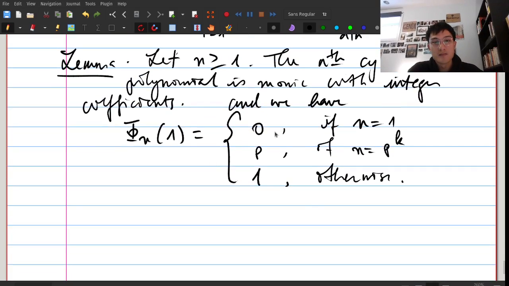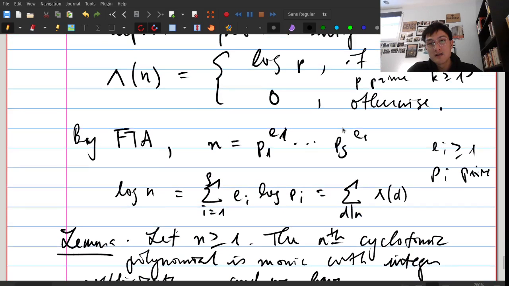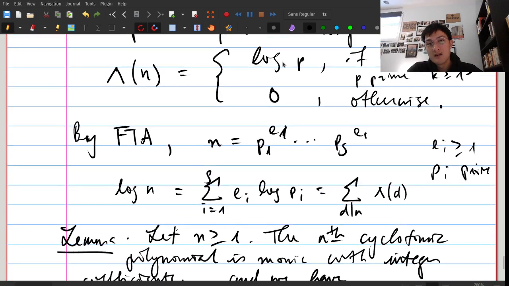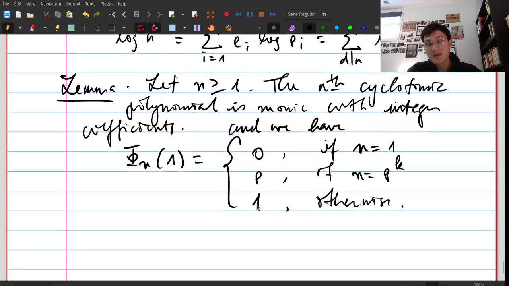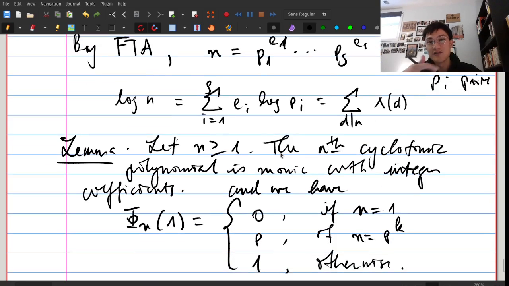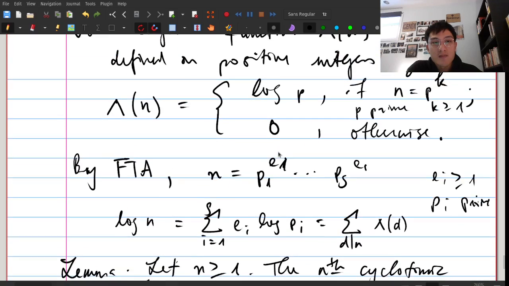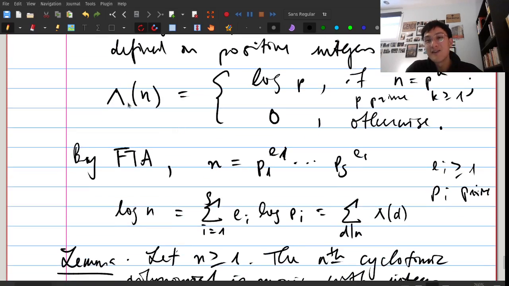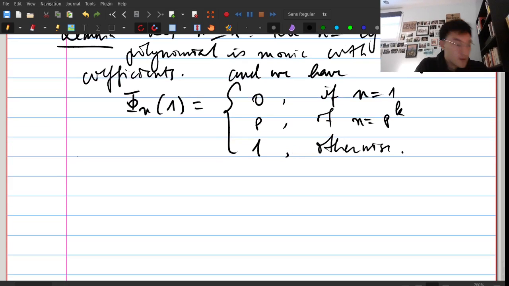So you can see why the von Mangoldt function comes in. If you take e to the both of these, you get that, right? e to the log p is p, and e to the 0 is 1. So you'll notice there's going to be e to the von Mangoldt function somewhere in this.